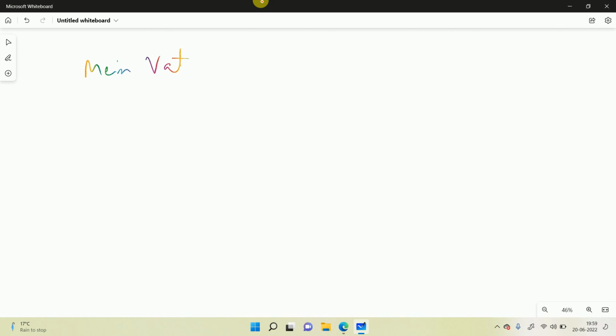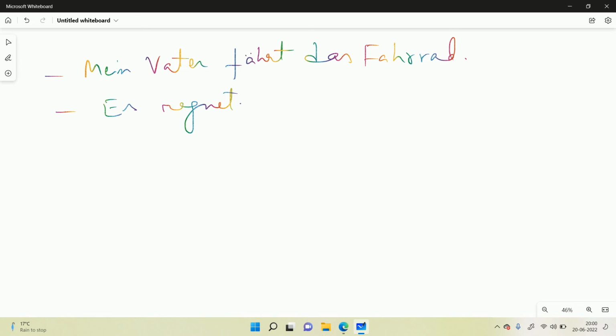So let me give you one more example. Mein Vater, let's say, fährt das Fahrrad. Okay, and the second sentence is es regnet. So it means my father drives the cycle. It is raining. So somebody can again give it a try how it should look.